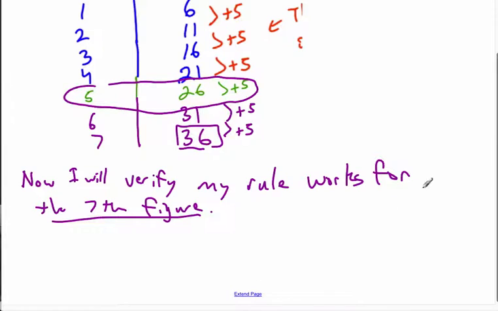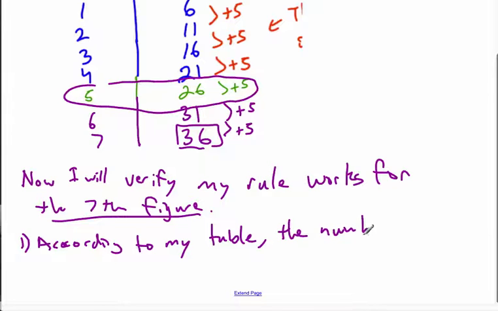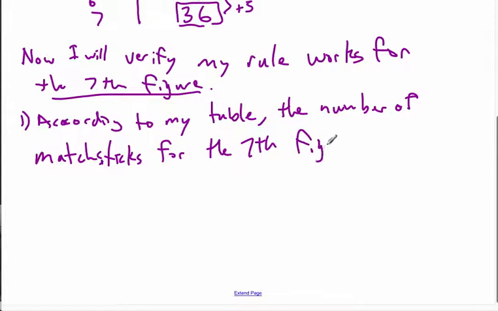Okay, so there's 3 things we're going to do. Let's look at the table first. Maybe I'll number them. According to my table, the number of matchsticks for the 7th figure is, or should be, you can say, 36.